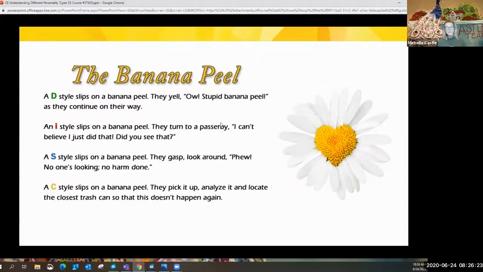And then your S personality type slips on a banana peel and they gasp. They look around to see who was looking and they go, "No one saw that. No harm done." But your C personality is going to slip on that banana peel and they're going to pick it up. They're going to analyze it. They're going to look for the closest trash can and they're going to throw the banana peel away so it never happens to anybody else. Those are your 4 different personality types and how they deal with the same situation.